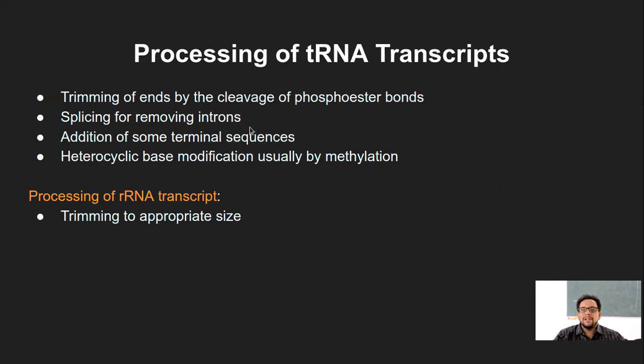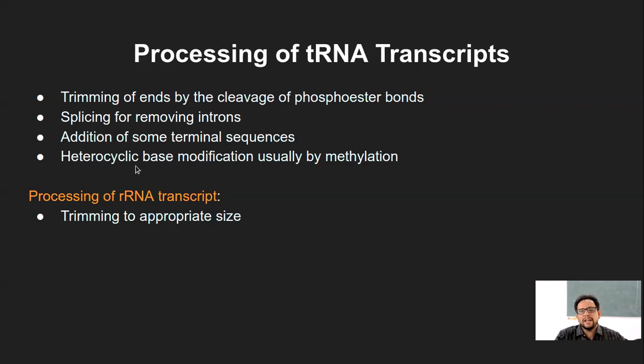Addition of some terminal sequences. You remember there was the CCA sequence, sorry, not CAA, CCA. That sequence is present at the terminal end of the tRNA molecule, so that the amino acid can go and bind to that particular arm, which was known as the amino acid arm or acceptor arm. So that was the addition of terminal sequence.